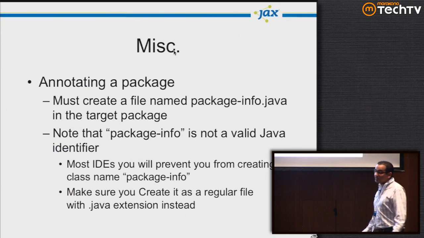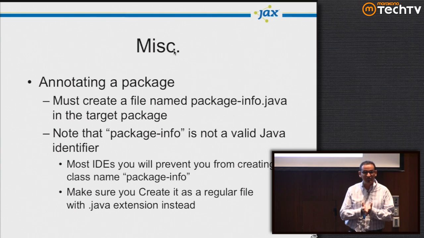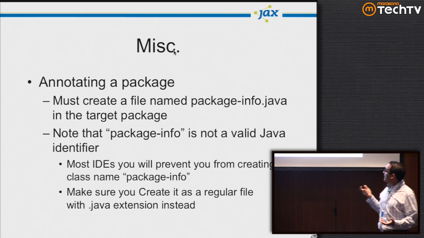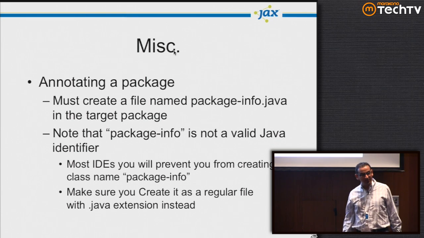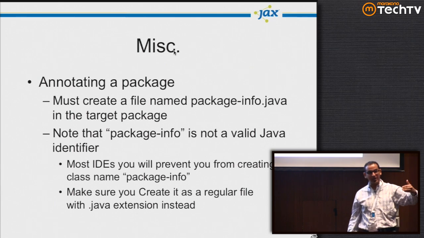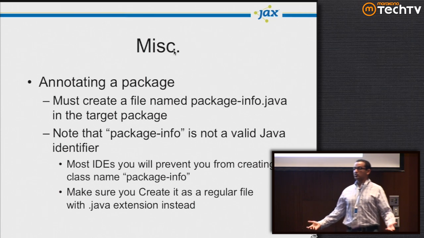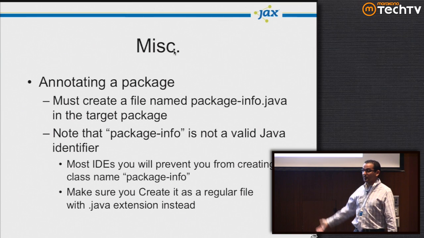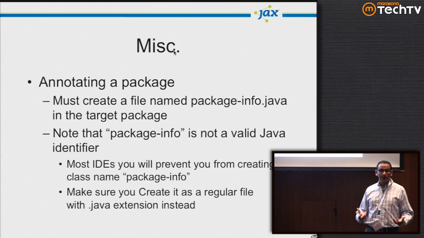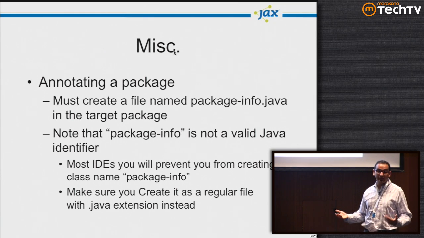Next. So MISC. In Java, you can also annotate packages. But to annotate packages in Java, what you have to do is create a file called package-info.java inside the package itself. And in there, you provide a list of annotations for that particular package. One thing is we have the habit every time we want to create a Java file of just creating a class and naming it package-info. That's not going to work because this is not an actual valid name for a class in Java. So make sure you create it as a file, package-info.java.